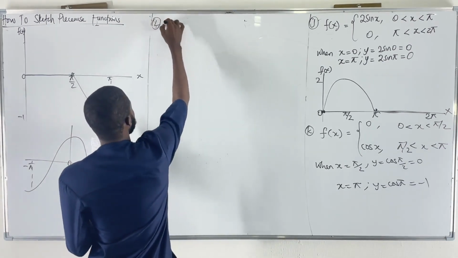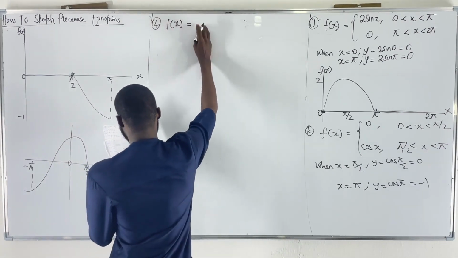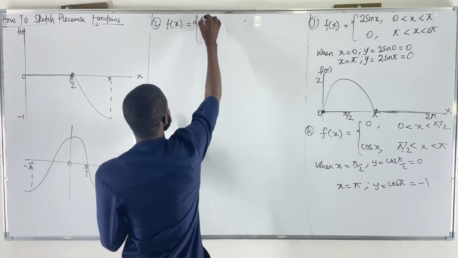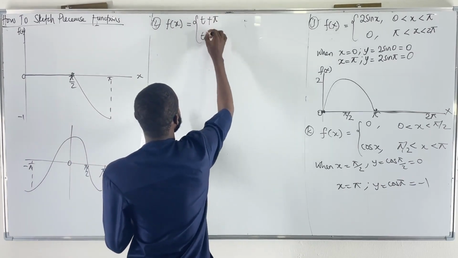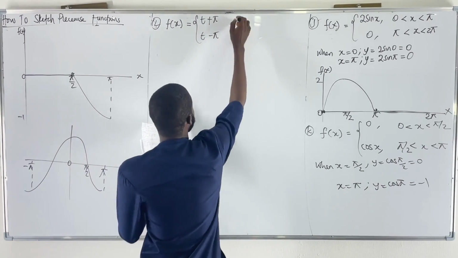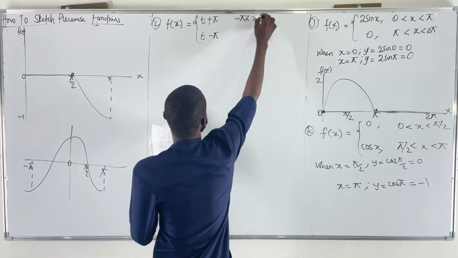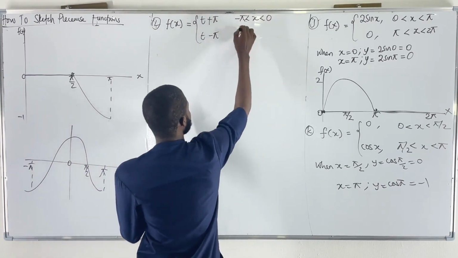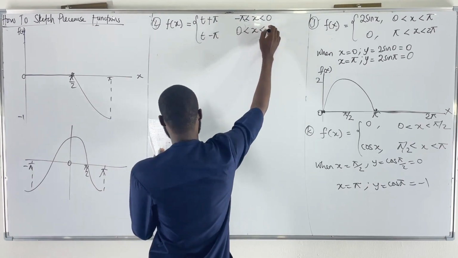Okay, so we have f of x equal to x plus pi for minus pi less than x less than 0, and for 0 less than x less than pi.